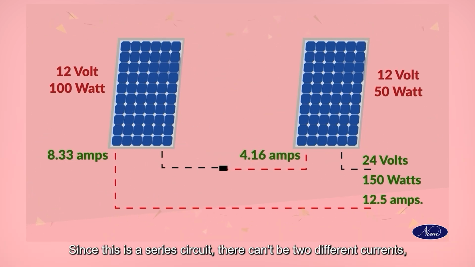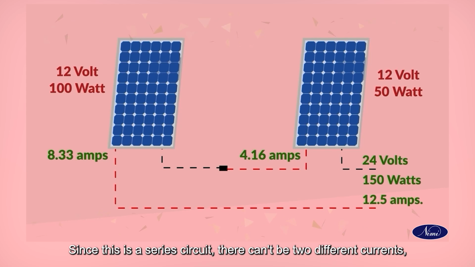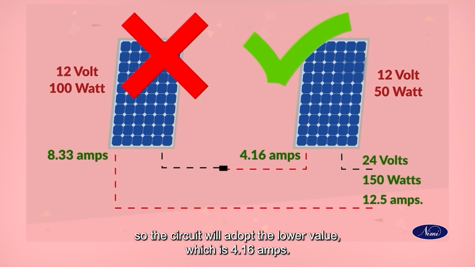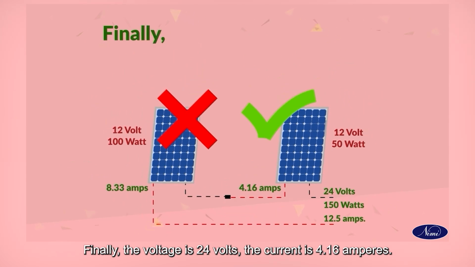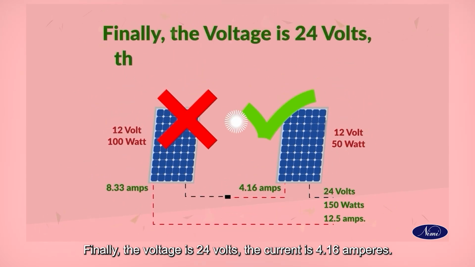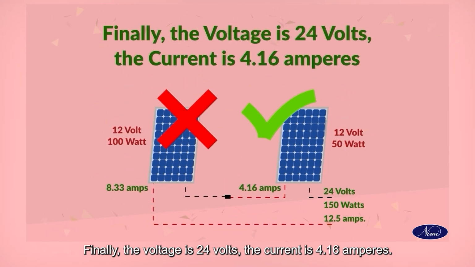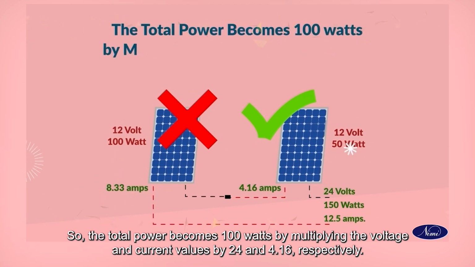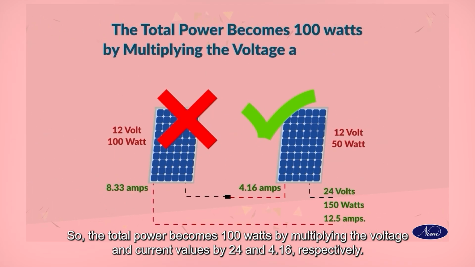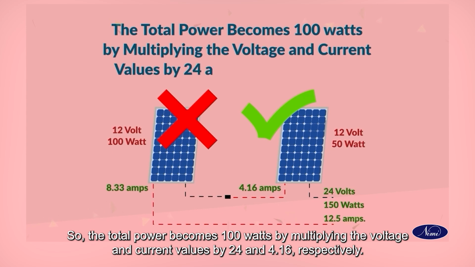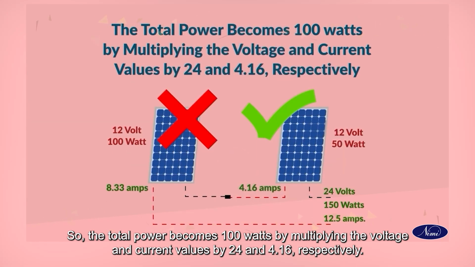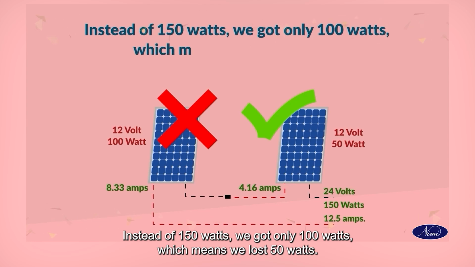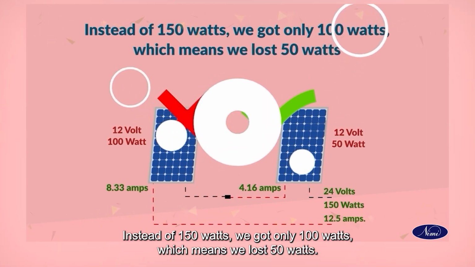Since this is a series circuit, there can't be two different currents, so the circuit will adopt the lower value, which is 4.16 amps. Finally, the voltage is 24 volts, the current is 4.16 amperes. So, the total power becomes 100 watts by multiplying the voltage and current values, 24 and 4.16 respectively. Instead of 150 watts, we get only 100 watts, which means we lost 50 watts.